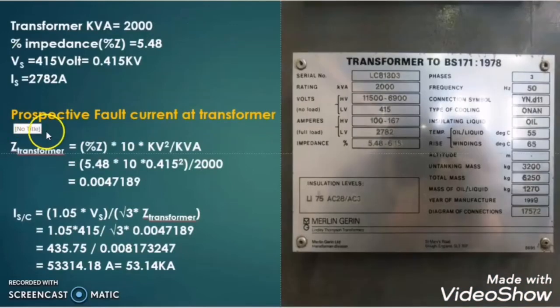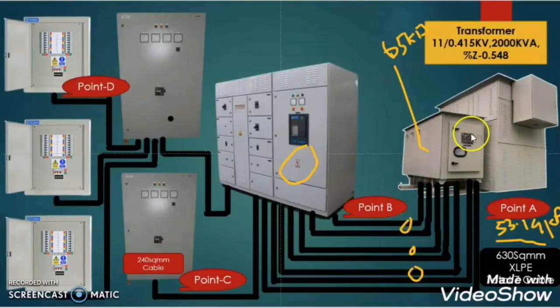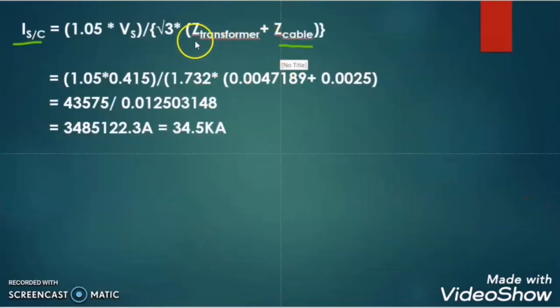Here the only difference is that with the transformer impedance we have to add the cable impedance, because when we are calculating the prospective short circuit fault current at the transformer level, only the impedance of the transformer is in the picture. But when we are calculating it at the MDB level, then the impedance of the transformer plus the impedance of the cable also comes into the picture. That is why we add the transformer impedance plus the cable impedance.